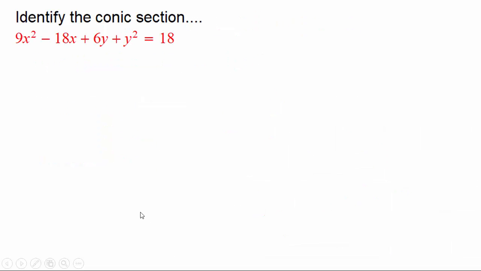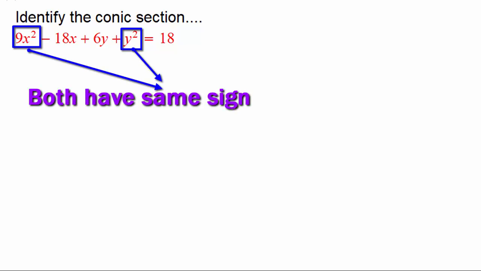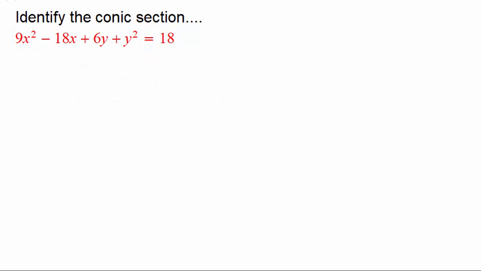All right, let's take a look at this example. They are asking you to identify again. Take a look at all the x squared, y squared terms on the same side. When there's both x squared and y squared, it's either an ellipse or a hyperbola. When both x squared and y squared terms have the same sign, that means it's going to be an ellipse. If they have opposite signs, it will become a hyperbola.